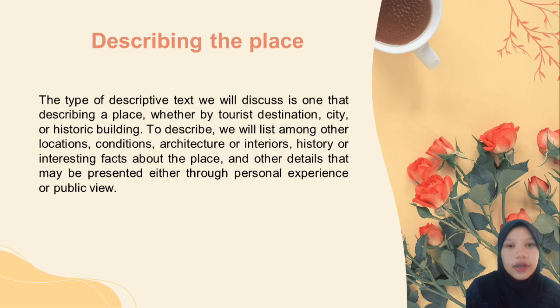Next, describing a place. The type of descriptive text we will discuss is one that describes a place, whether a tourist destination, city, or historic building. To describe it, we will list, among other things, locations, conditions, architecture or interiors, history or interesting facts about the place, and other details that may be presented either through personal experience or public view.